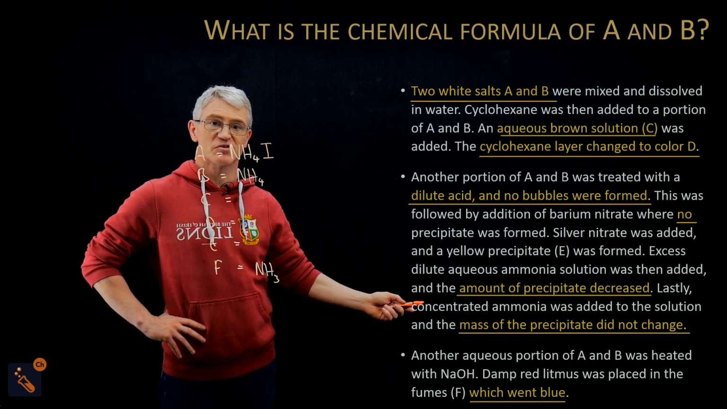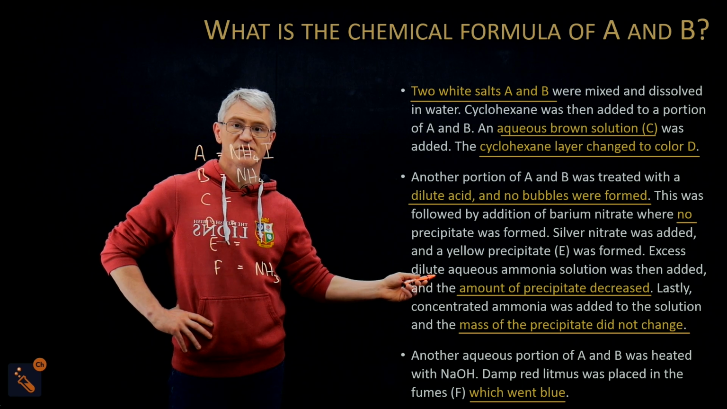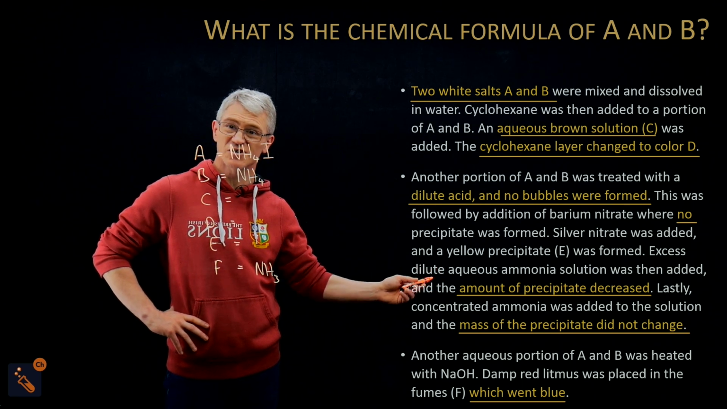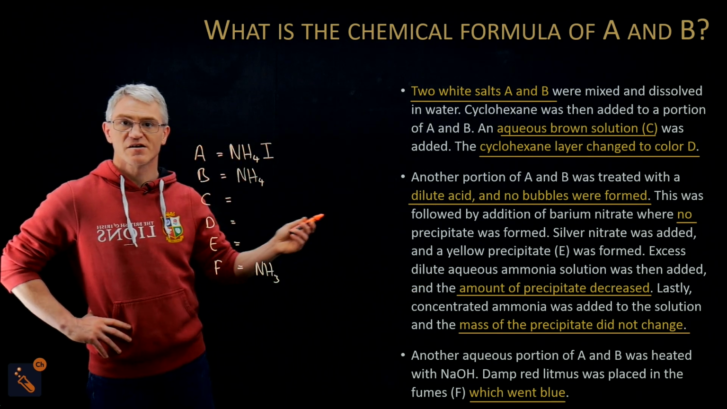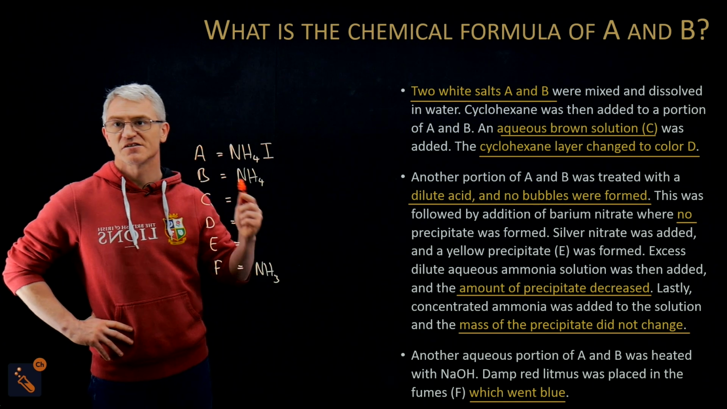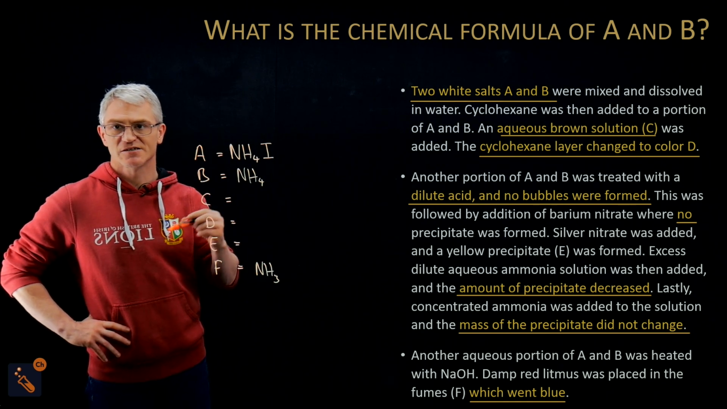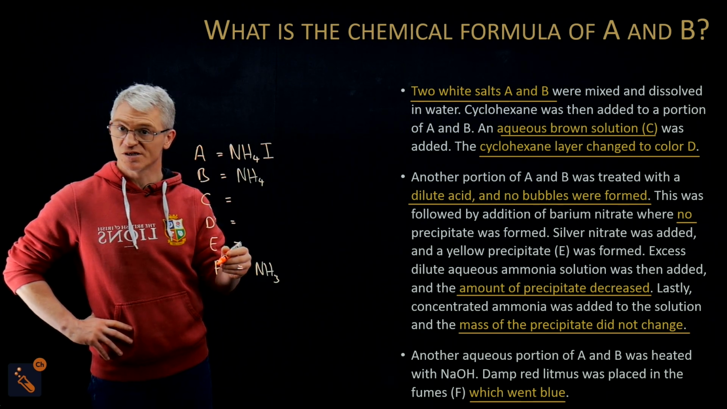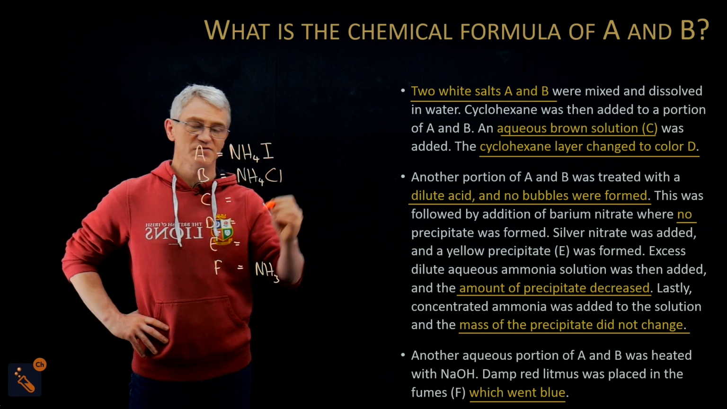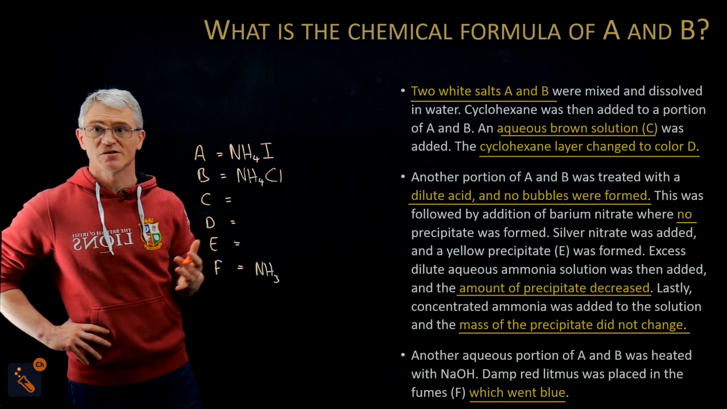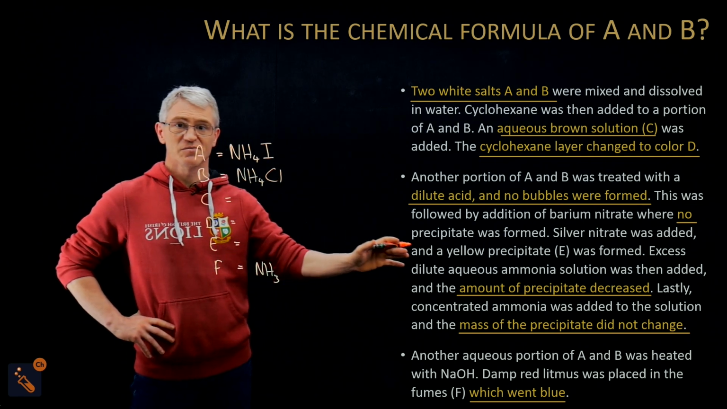So basically it says excess dilute aqueous ammonia was added and the amount of precipitate decreased. Well, there's only one reaction after you've added silver nitrate that makes the precipitate dissolve with dilute aqueous ammonia, and that's chloride, okay? So I've already, from that bit, found out that it's ammonium chloride, and ammonium iodide. And it's from this bit here.